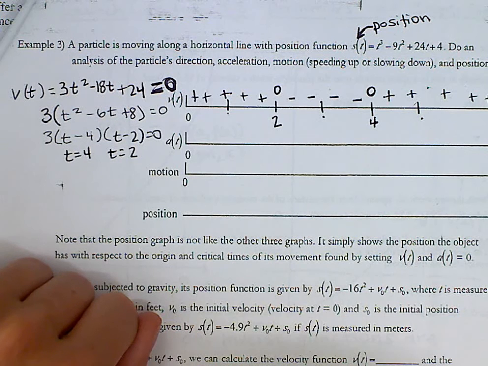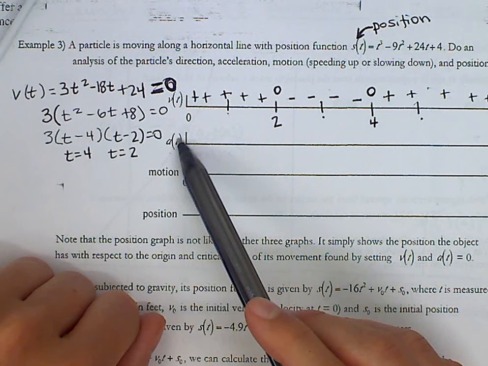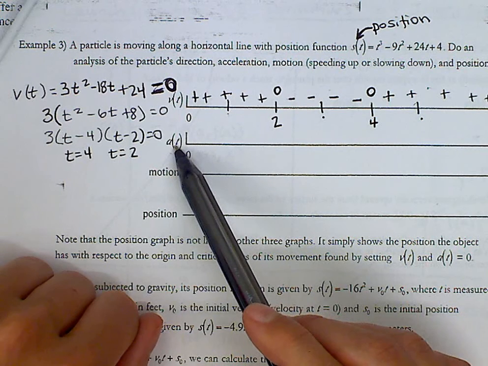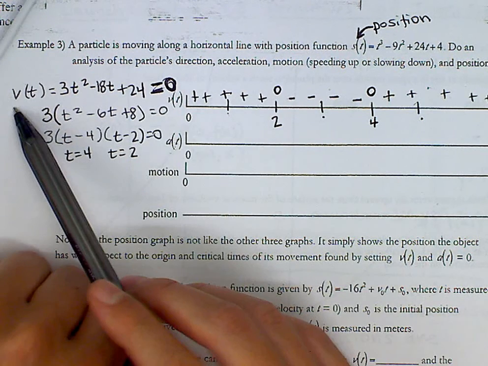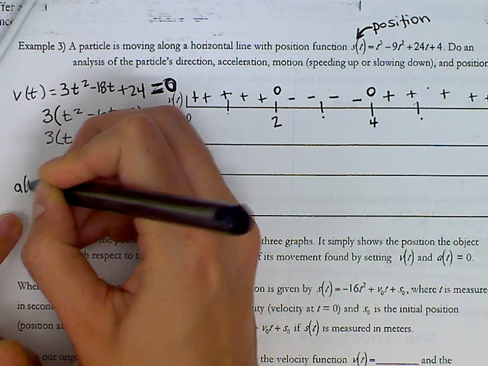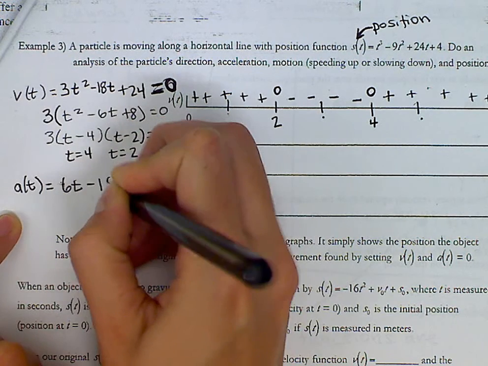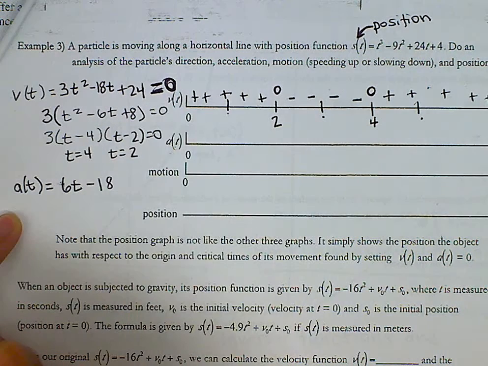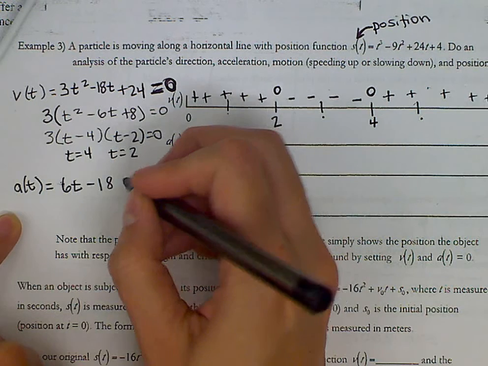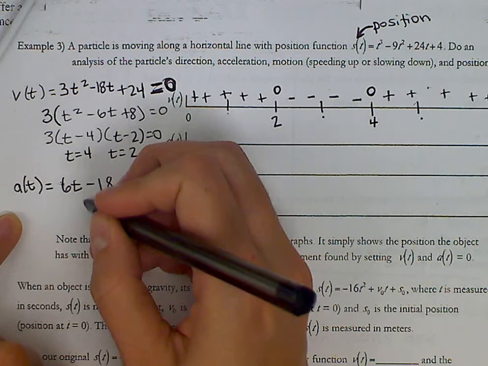Okay, so now we're going to examine the acceleration, and I know that acceleration is the derivative of the velocity function. So acceleration at t is the derivative of that, so it's 6t minus 18. And again, to find the critical points, I'm going to set it equal to 0, and I get t equals 3.